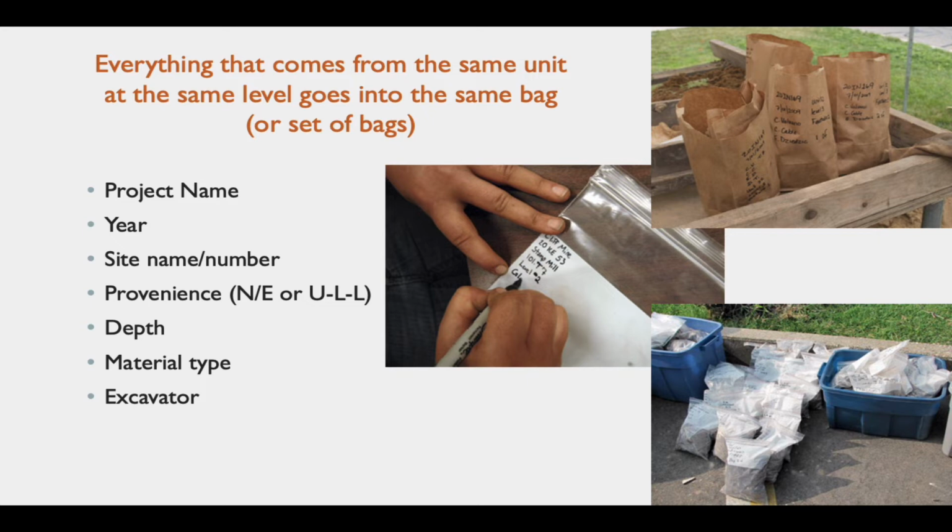As you're excavating, everything that comes out of the same unit at the same level goes into the same bag. So you see here a set of bags. They're probably representing different material types, maybe one for flaked stone, one for ceramics, one for bones. All of this information needs to go onto every single bag, and that needs to go from the field to the lab, and any other samples that need to be maintained in the long term. You need to have all that information on there. That's that provenience information that's so essential.